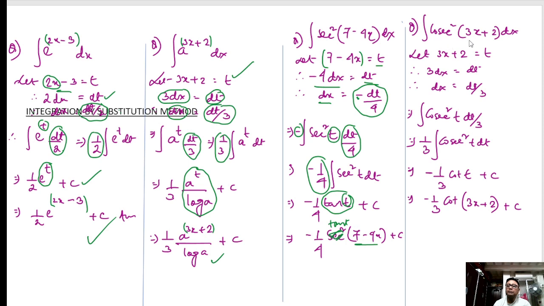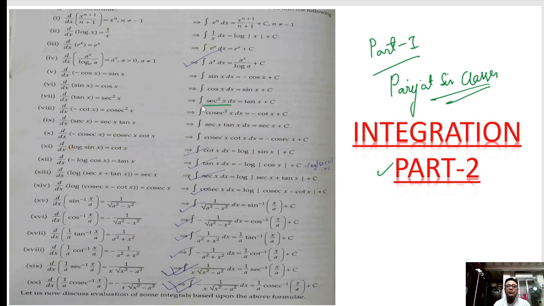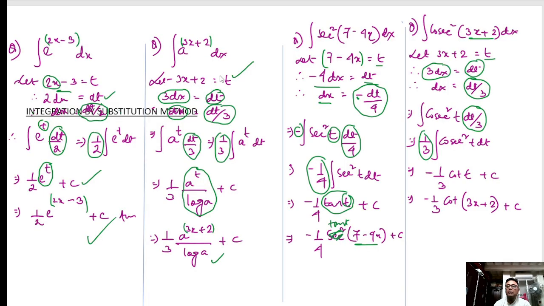Now integration of cosec square of this. Let this be taken as t. Now differentiate: 3x becomes 3 dx and t becomes dt. So dx is dt by 3. So this becomes cosec square t, and dx is dt by 3, so 1 by 3 goes out. Integration of cosec square x, please watch, is minus cot x. So replacing this, cosec square t will be minus cot t plus c. Now replace the value of t. Clear?